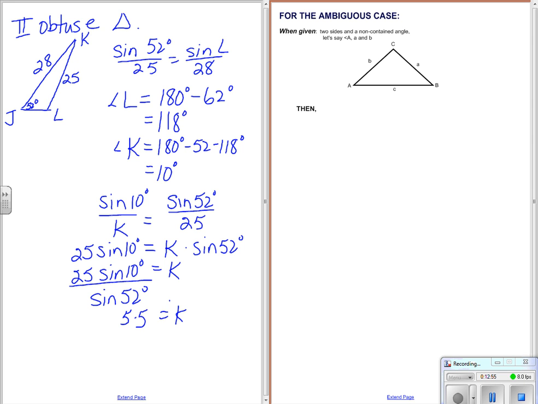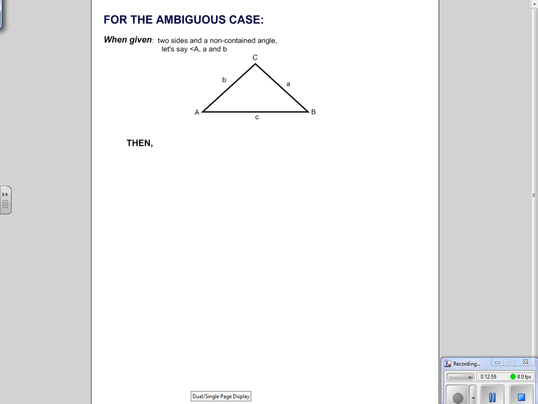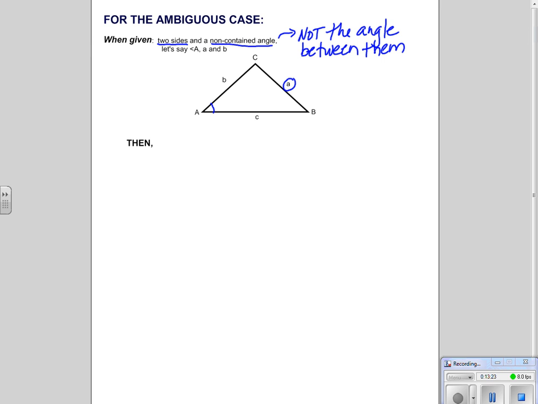So for the ambiguous case, the only time we need to consider it is when you are given two sides and a non-contained angle. That means not the angle between those two sides. So if I'm given angle A, little side a, and little side b, I must consider the ambiguous case because I have two sides and a non-contained angle. When I'm given that information, you know you will use the sine law because you are given an angle and opposite side pair. So the ambiguous case only happens when you're using the sine law.